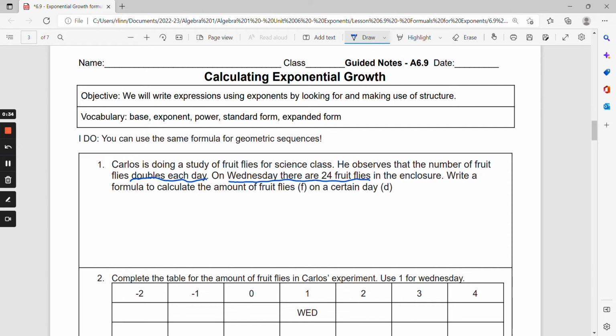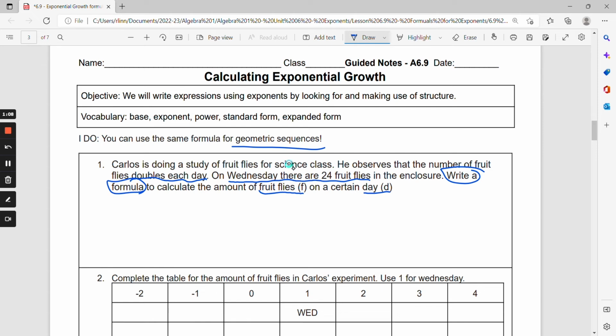In the enclosure, we're going to write a formula to calculate the number of fruit flies. So I'm going to go ahead and circle that, so that way I know what I'm trying to do here. Now, the amount of fruit flies is going to be the variable f, and a day is going to be variable d. When I'm writing formulas for something that's going to be multiplied again and again, we can use our geometric sequences. We've already learned a little bit about that, so let's use that formula.